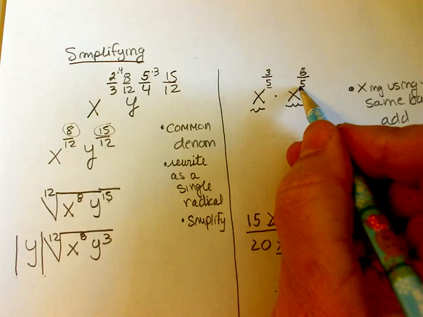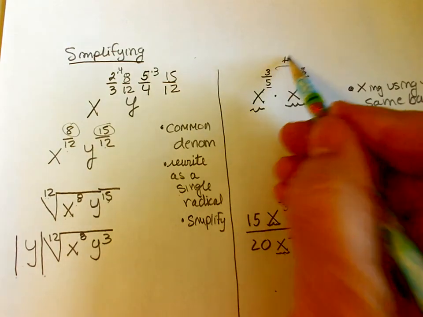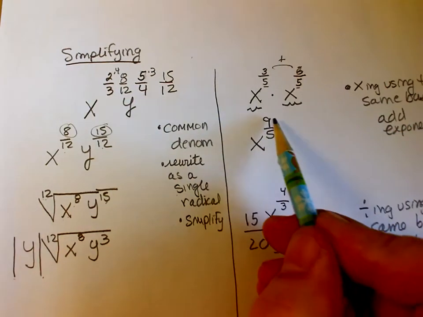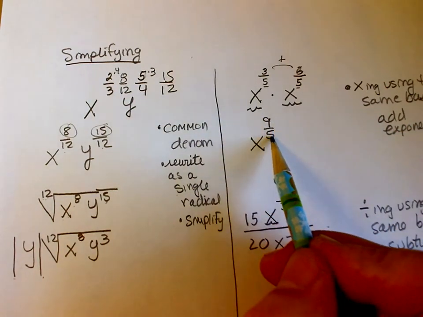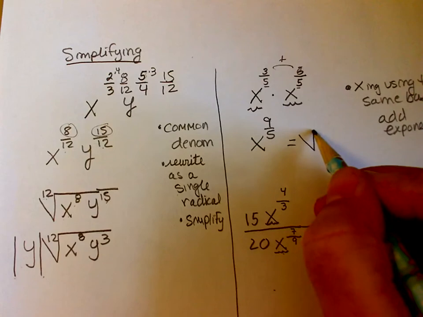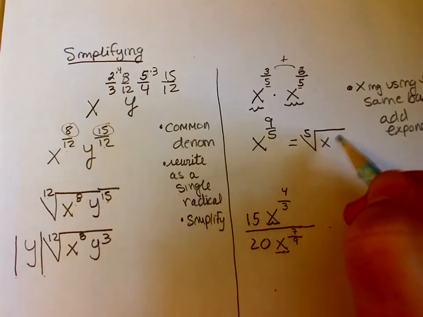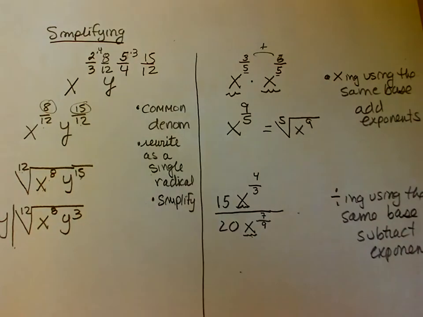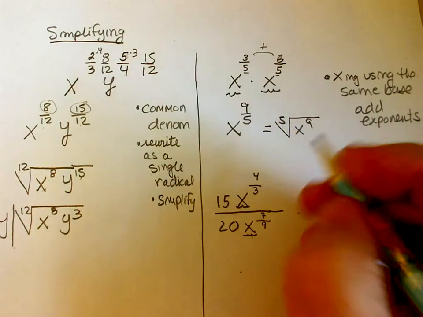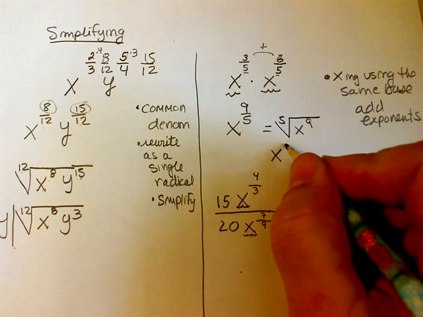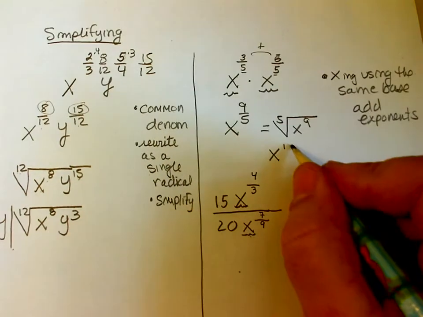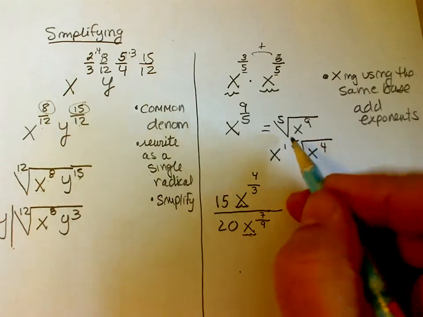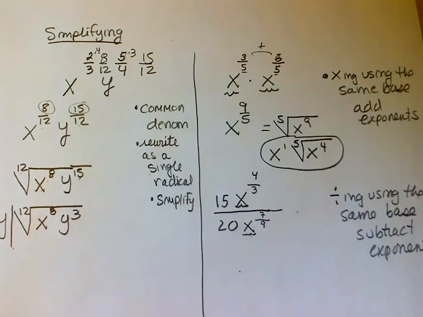First example, we have a common denominator, so I'm going to add my numerators. This becomes x to the 9/5 power. Here I can simplify this expression. And again, I like to rewrite it in radical form. Makes it a little bit easier, I think, to simplify. So 5 divides into 9 once, one group of 5, and there is 4 left over. That would be your final answer.